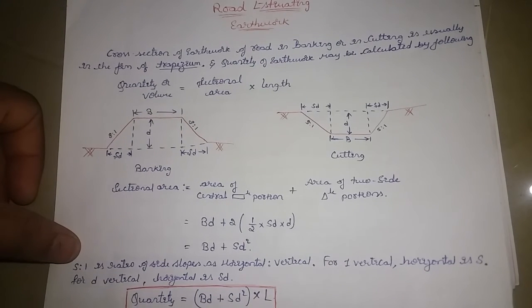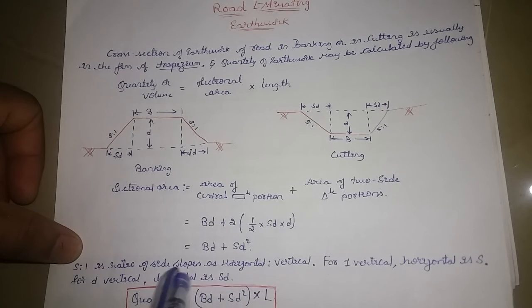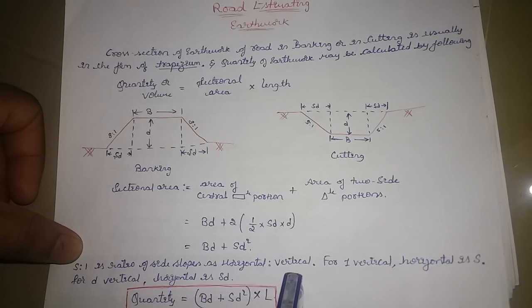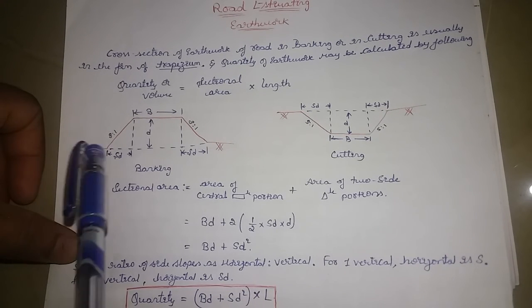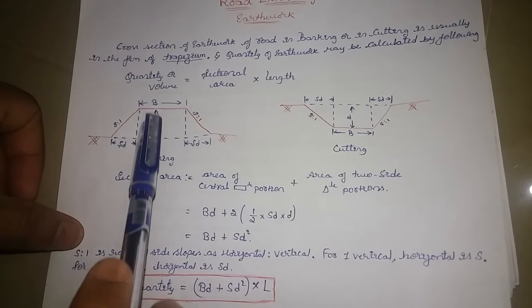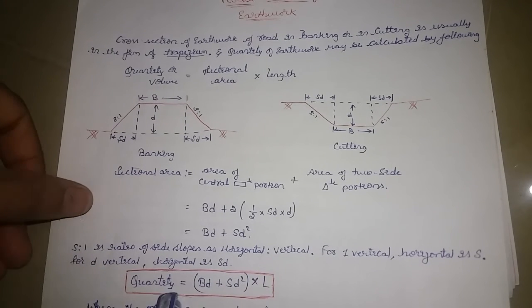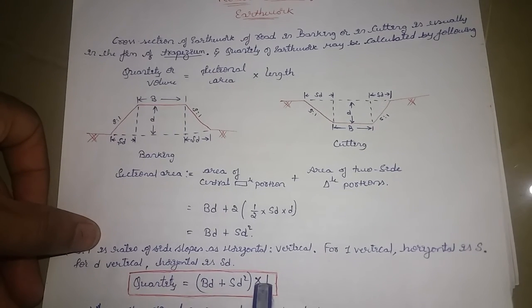Now you can also see in the figure that s to 1 is given, that is the ratio of the side slope as horizontal to vertical. For one vertical, the horizontal is s. Similarly, for d vertical, the horizontal will be sd. That is what is written here. The final quantity is equal to bd plus sd square into l.